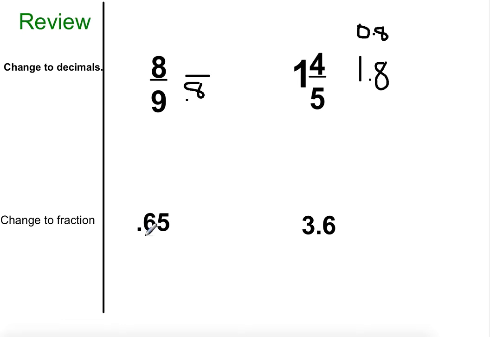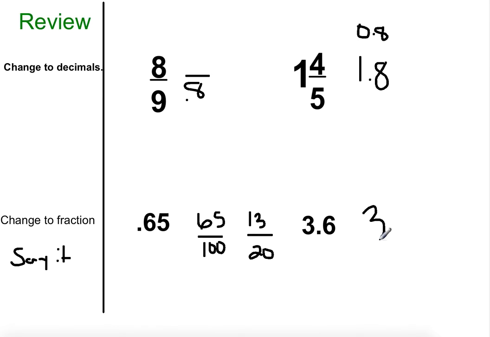Okay, to change to a fraction, we need to remember how we say it. How do you say 0.65 correctly? Which would be 65 hundredths. And then we need to simplify. 5 goes in there 13 times. 5 goes in there 20. So we have 13 twentieths.